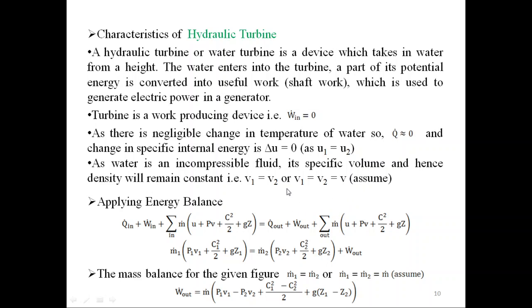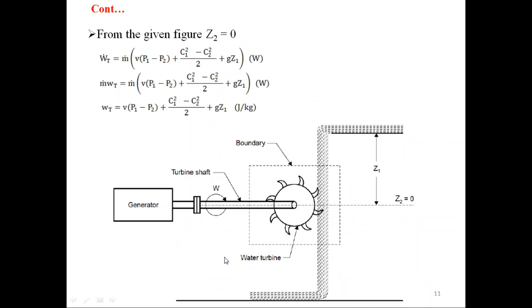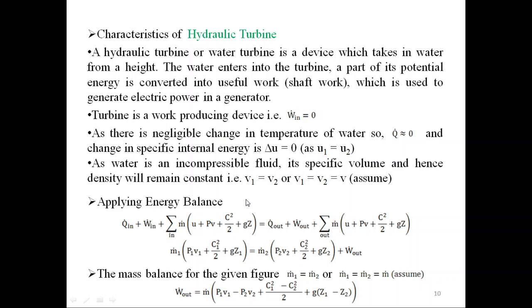So if you apply the above conditions on the energy balance equation, you will get this equation, as we are having only one entry and one exit. So you get this equation. If you apply mass balance for one entry and one exit, you will get rate of mass entering equal to rate of mass leaving equal to m over dot. So you can find out the value of W over dot out.